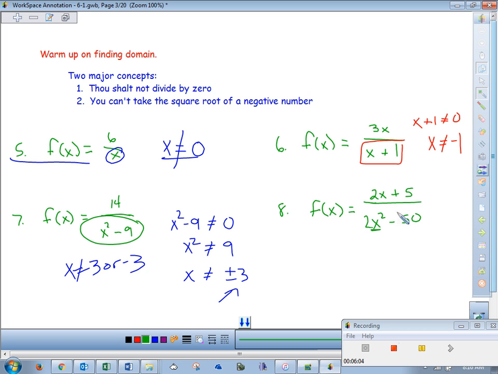Nobody cares about the numerator. I should have mentioned that up here. The rule is you can't divide by 0. Nobody cares about the numerator. It's the denominator. So, what would x have to be?